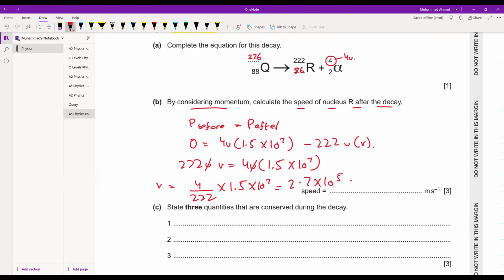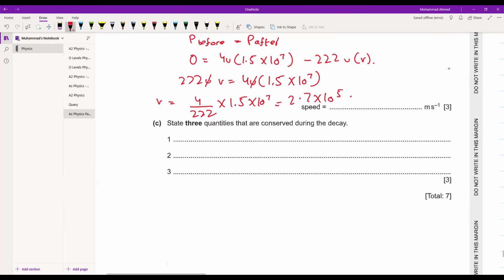Which three quantities remain conserved during the decay? Energy, proton number, and nucleon number. Simple.